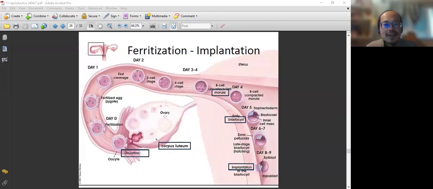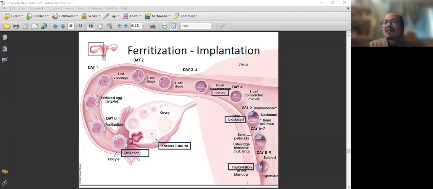So what happens? Here is the example. Here's a picture showing that after ovulation, there's sperm and only one will enter. We call it a successful entering of a sperm into the oocyte. Here is the oocyte, just in case you forgot, right here. The successful entering of the oocyte, we call it fertilization. So that's successful fertilization. All right, so that's a good start.